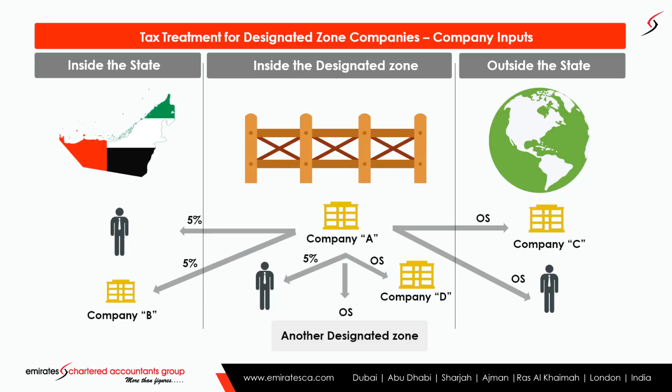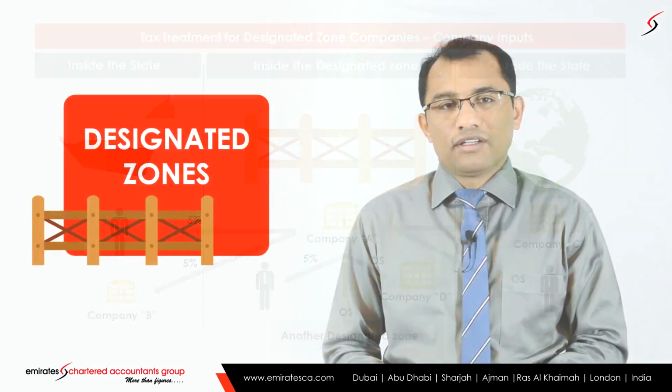At the same time, if such a sale is made to another company within the designated zone, but the sale is made for consumption, then also 5% tax has to be collected and paid to the authority. The same will be applicable in the case of another designated zone also. 5% tax will be there if it is used for consumption, otherwise no tax on such sales.